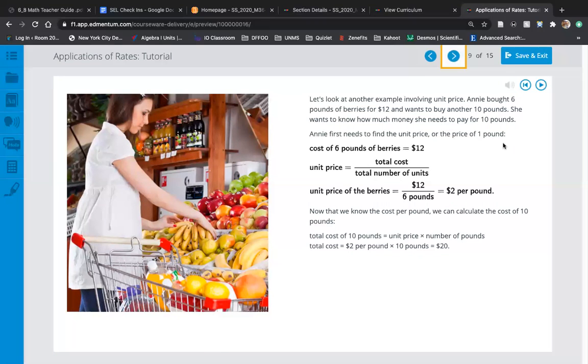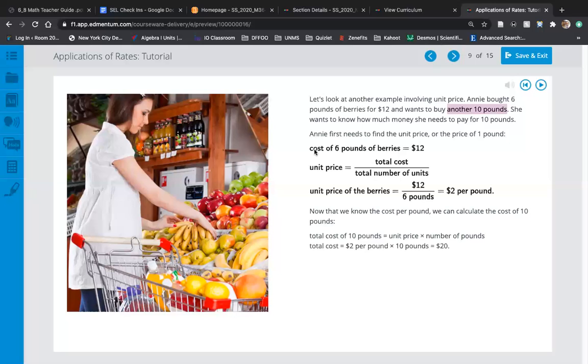So next slide over here, again, just another example where we're using unit price. Except in this case here, we need to first figure out what the unit price is, all right? So it says here that Annie bought 6 pounds of berries for $12, all right? So let's say she knows how much it weighs, she knows how much she bought it for, and then she wants to buy another 10 pounds. So to do that, the first thing she has to figure out is how much does it cost for just 1 pound of those berries, right?